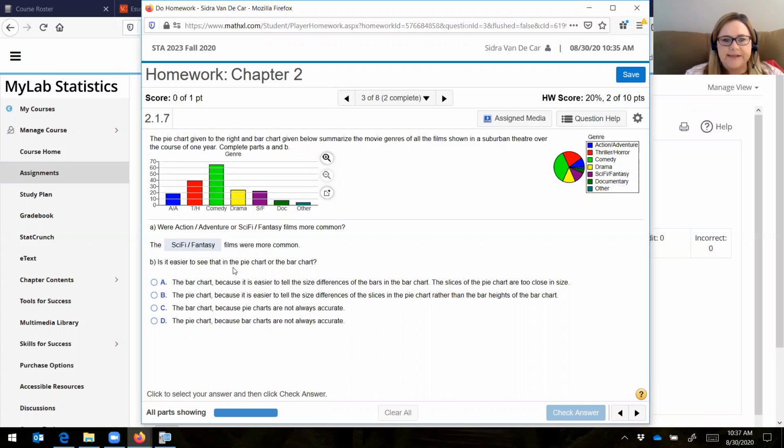Is it easier to see that in the pie chart or the bar chart? Well, we just said that. That's going to be the bar chart because it's easier to tell size differences of the bars in the chart. The slices of the pie are too close in size.